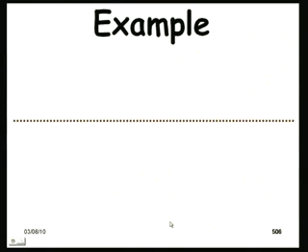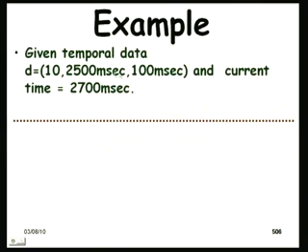Now, let us try to understand this through an example. Suppose we have a temporal data D, 10 is the value, 2500 millisecond is the recorded time, and 100 millisecond is the absolute validity interval. The current time is 2700 millisecond. Is D absolutely valid?